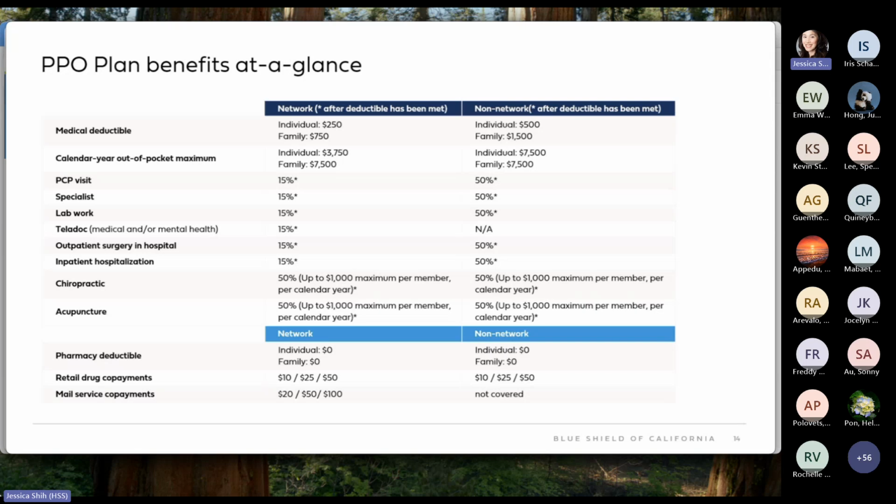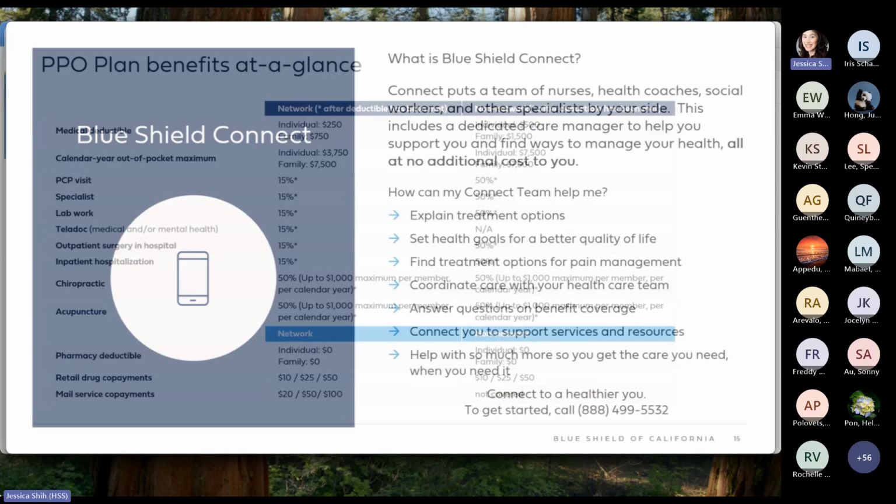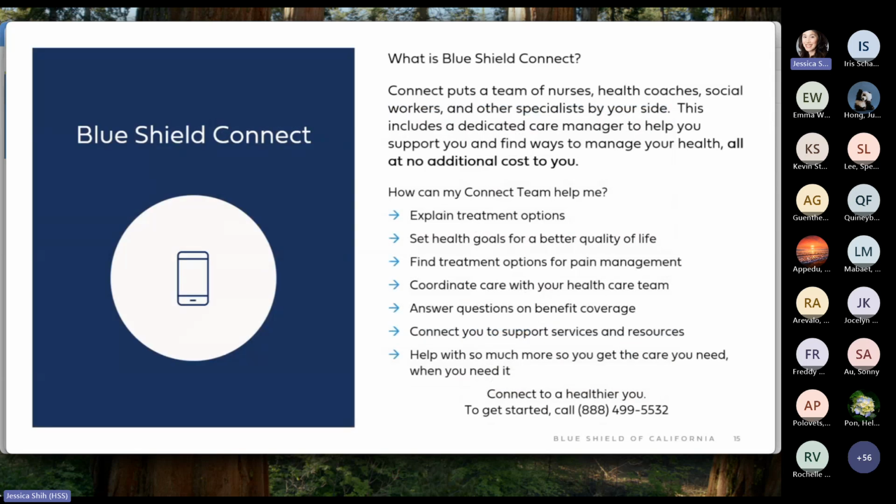As previously discussed, HSS has chosen to replace Accolade with Blue Shield Connect. Connect puts a team of nurses, health coaches, social workers, and other specialists by your side. This includes a dedicated care manager to help support you and find ways to manage your health, all at no additional cost. Connect to a healthier you. To get started, you just call 888-499-5532.